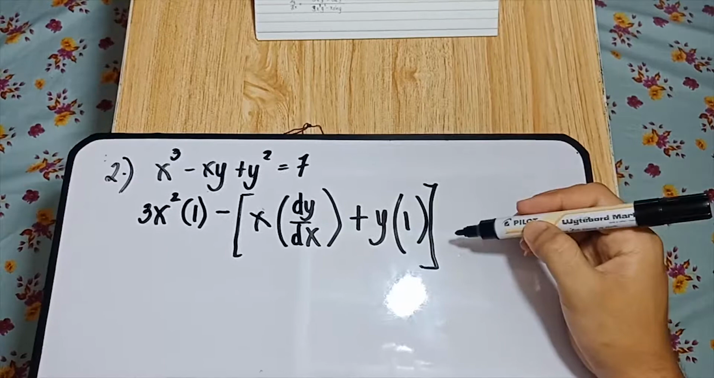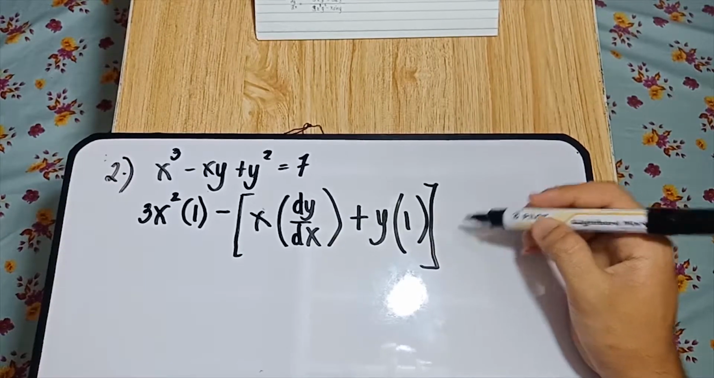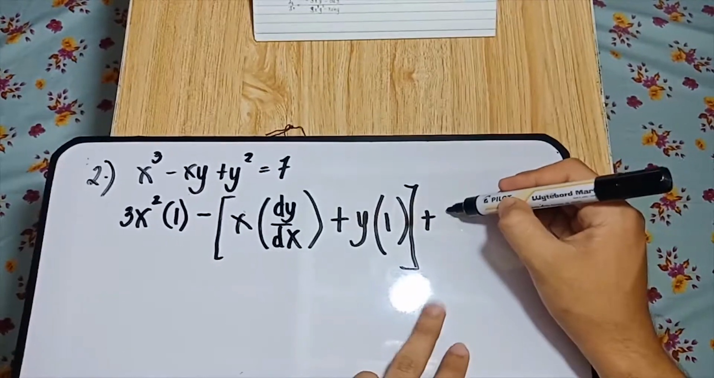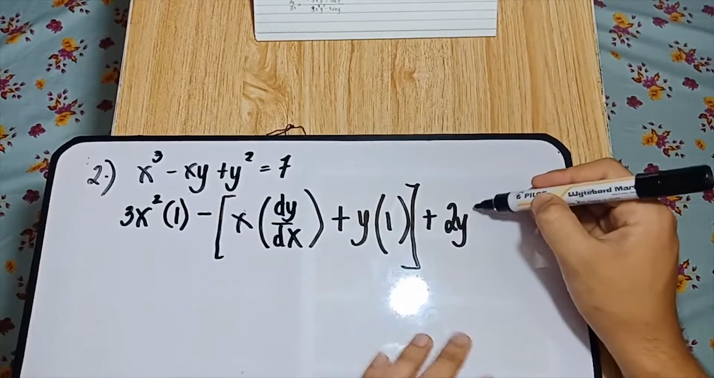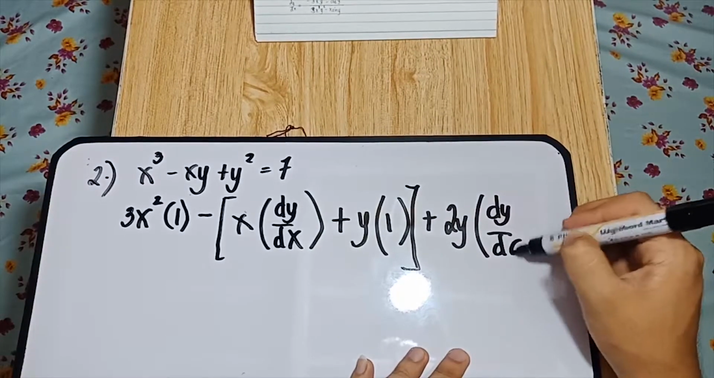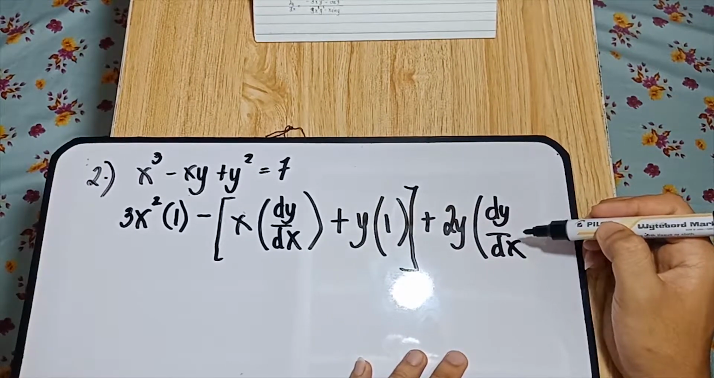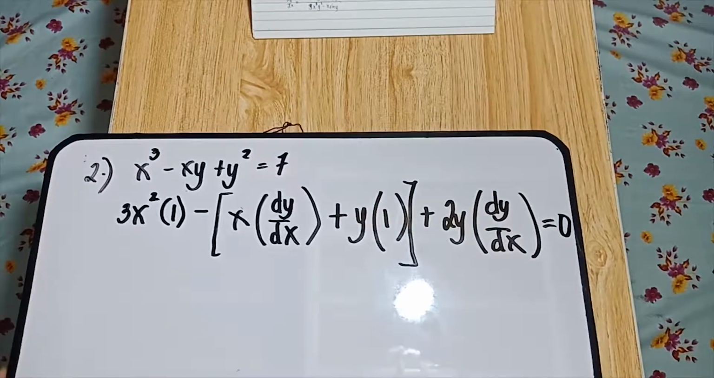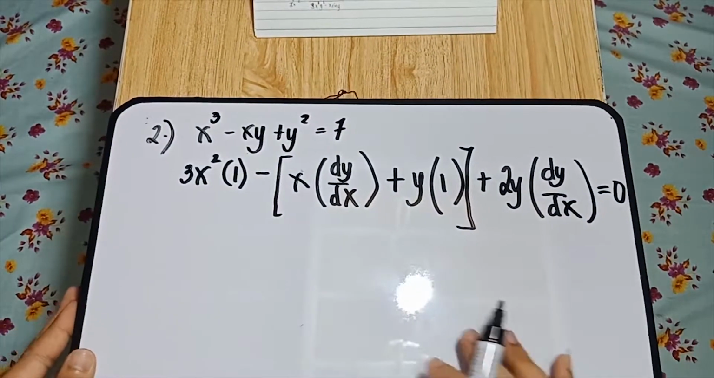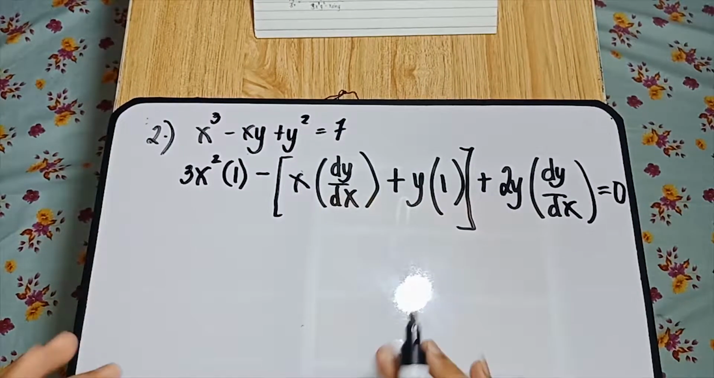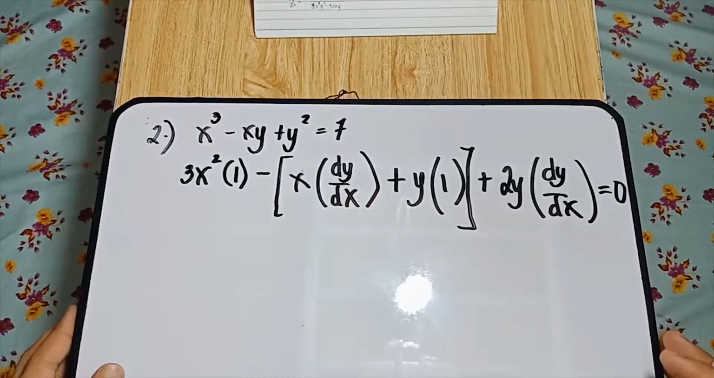Then, close bracket. Plus, the derivative of y squared, that will be 2y, multiply by the derivative of y. So, gumagamit tayo ng chain rule. Tandaan nyo, dapat kabisado nyo yan. Equals 0. Right? Then, again, pagsamahin natin yung may dy dx sa kaliwa, at yung wala naman doon sa kanan.